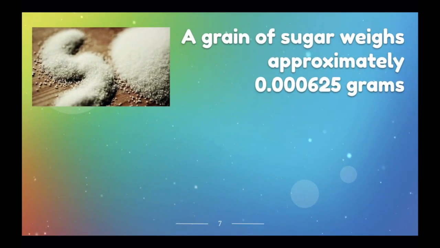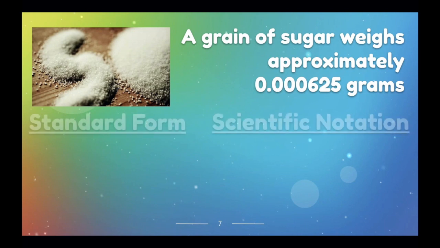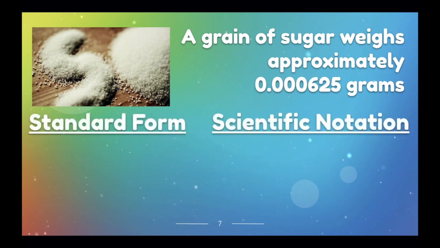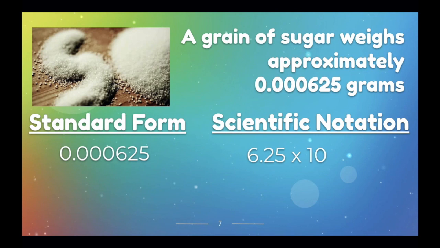A grain of sugar weighs approximately 0.000625 grams. Alright, so this number clearly is in standard form, 0.000625. And in order to set it up in scientific notation, we use our foundation, 6.25 times 10. Now we have to figure out the exponent. So we count the number of places we move the decimal to the right.